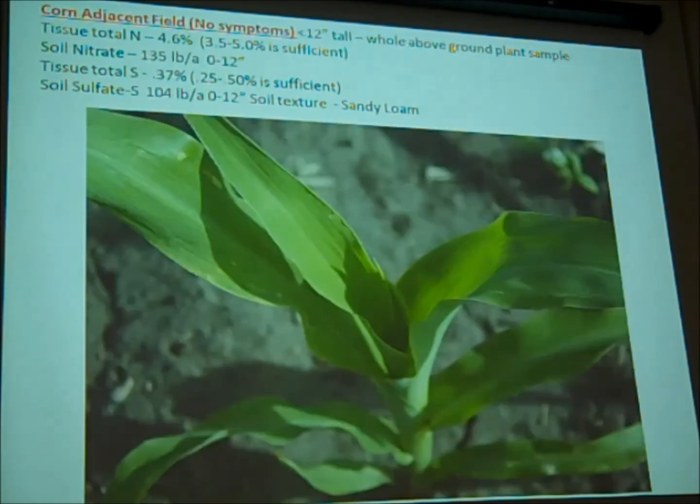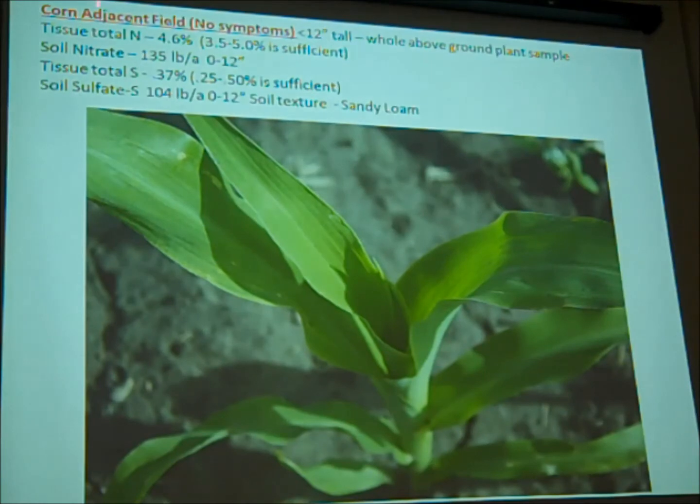So now let's go look at the green field. Same kind of sample, whole plant, right at ground level. Tissue N was 4.6% in the plant, well within that sufficiency range we were expecting for that stage of growth. Soil nitrate was off the chart. Like I said, this guy didn't skimp, a lot of nitrogen there. And you look at the tissue sulfur levels, 0.37. It's in the middle of that sufficiency range that we would like to see. Sulfate soil test was 104 pounds, which is, I think, a pretty high number for a 12-inch sample.